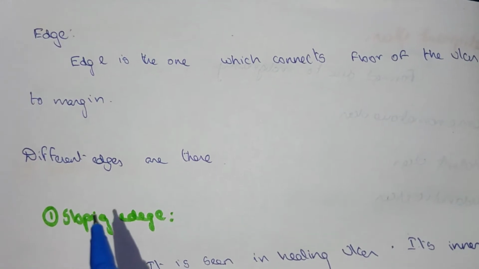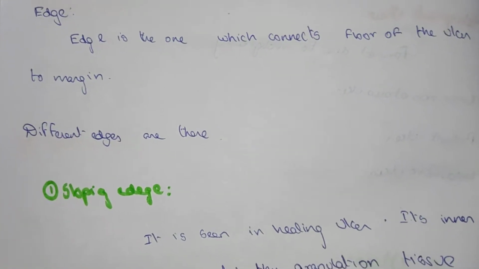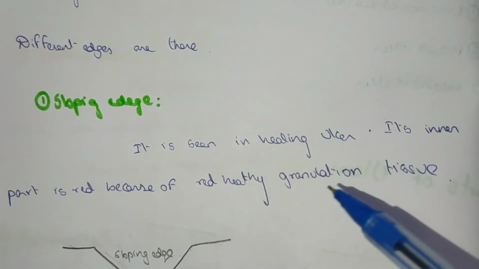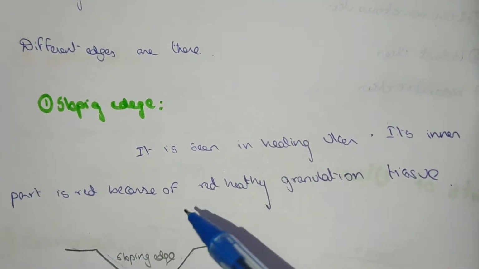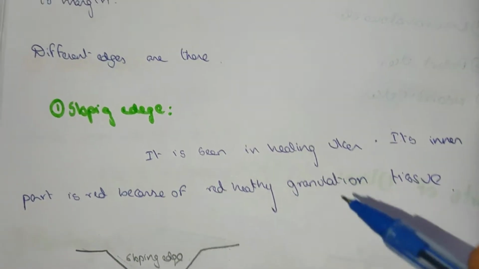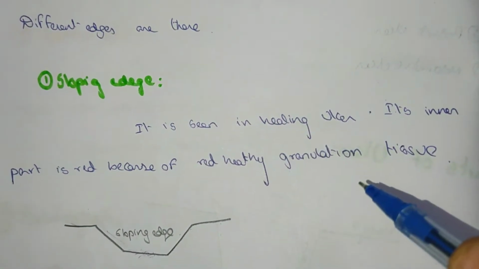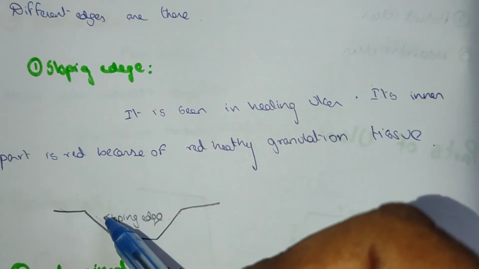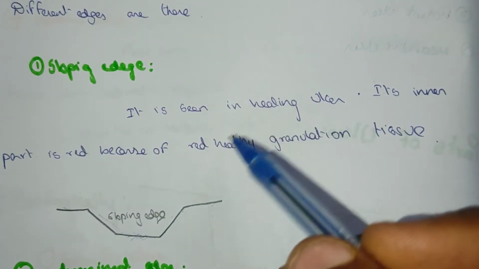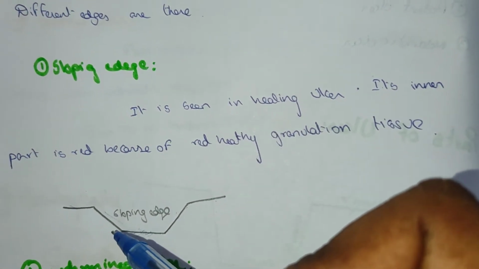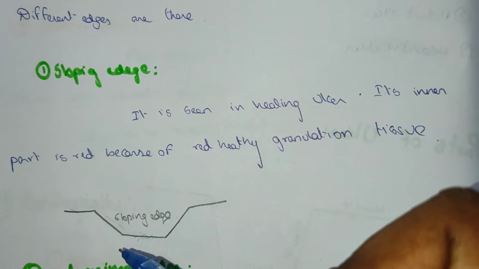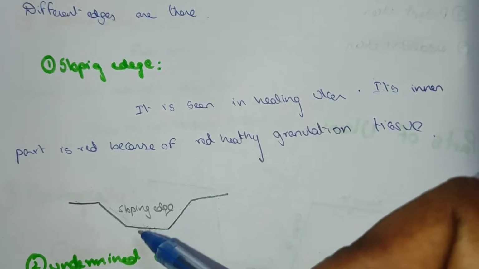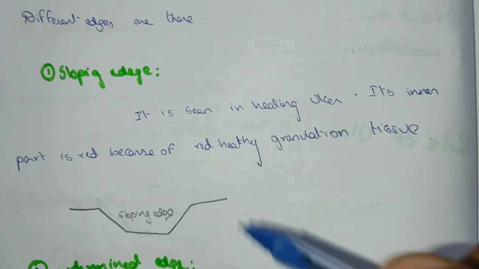As I have said already, according to the edge, we can see the types of the ulcer. There are different types of edges. Sloping edge. It is seen in healing ulcer. Its inner part is red because of healthy granulation tissue. The sloping edge is also known as healing ulcer because the wound healing takes place from the inner part. The inner part is small, so it heals fast. So it is known as healing ulcer.